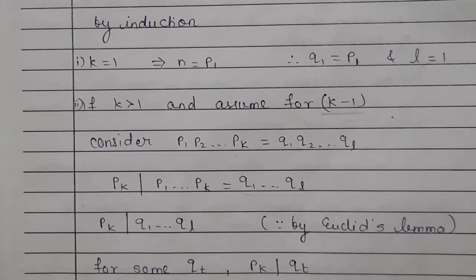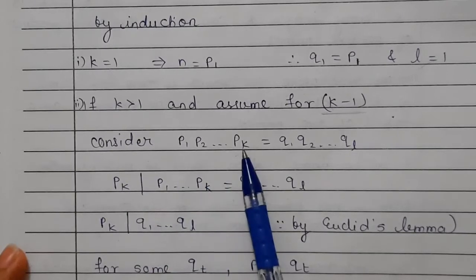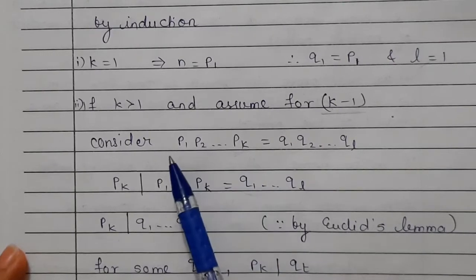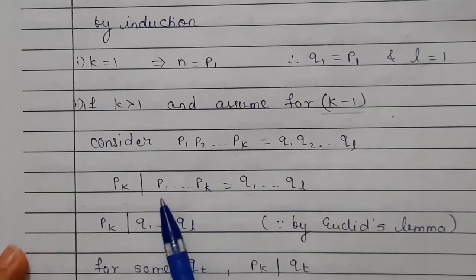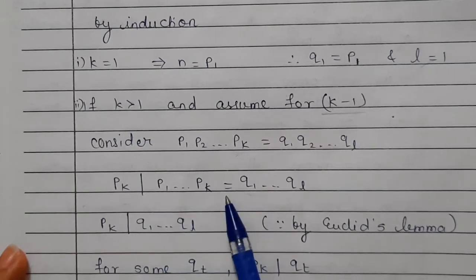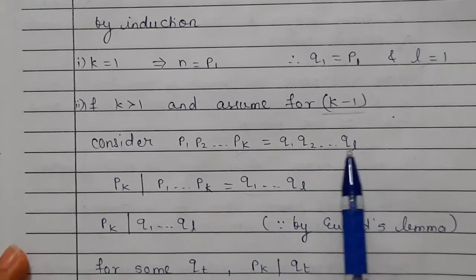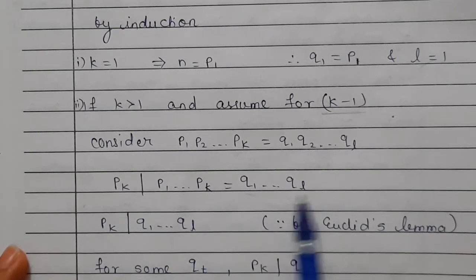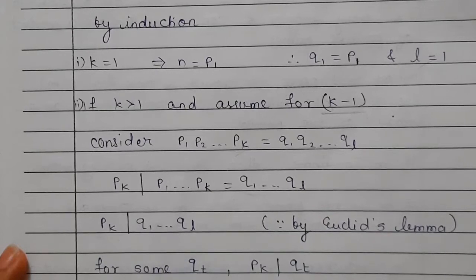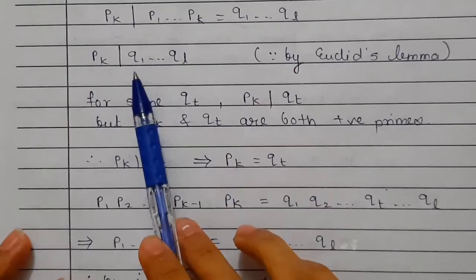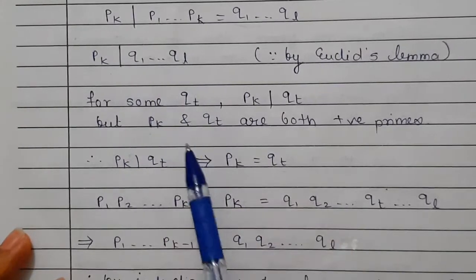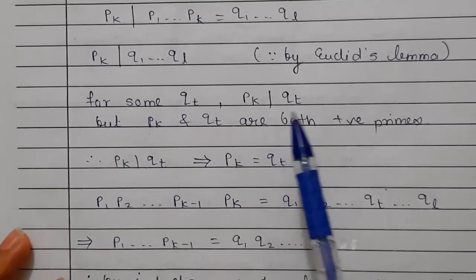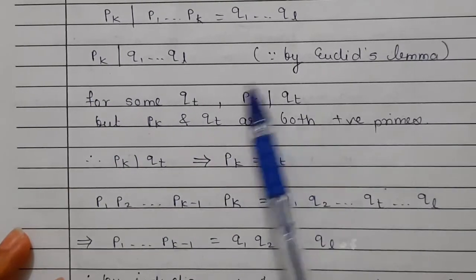From that we write, consider p1 p2 ... pk is equal to q1 q2 ... ql, and pk divides p1 p2 ... pk. So pk divides q1 q2 ... ql by Euclid's lemma. Okay, now from this q1 q2 ... ql we get qt, and this pk divides this qt.